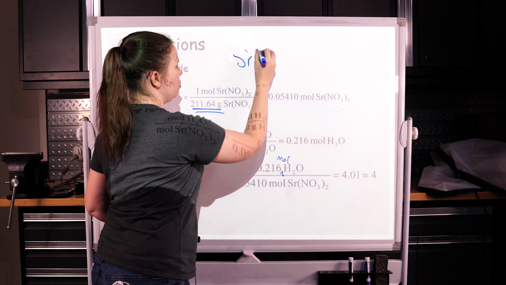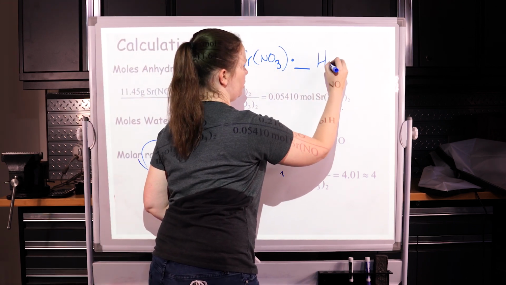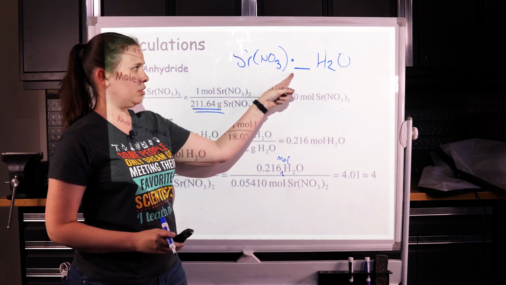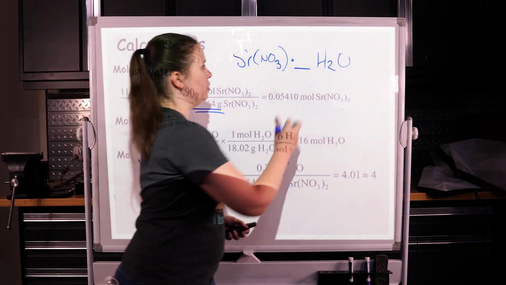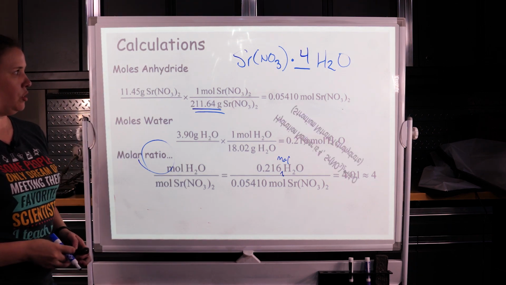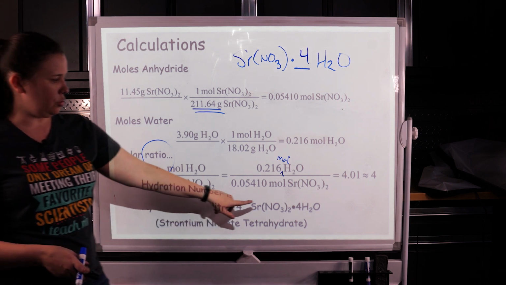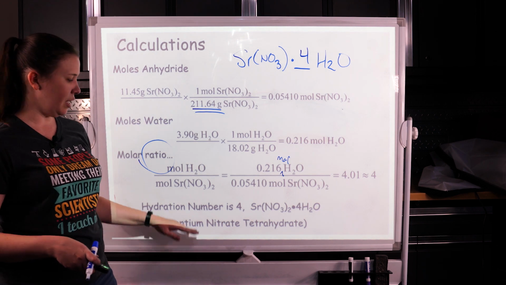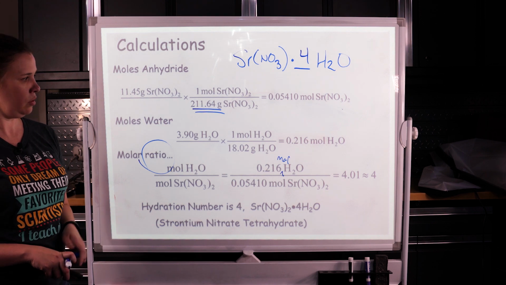So if I have strontium nitrate and I'm trying to figure out how much water it's attached to, this would represent 1 strontium nitrate and then how much water? It was a 4-to-1 ratio here. So that means my hydration number is 4. So once we know the hydration number, we can actually name it as well. If it's a hydration number of 4, you're going to have a tetrahydrate. So this is our goal. Identify the hydration number, plug it in the formula and the name as well.